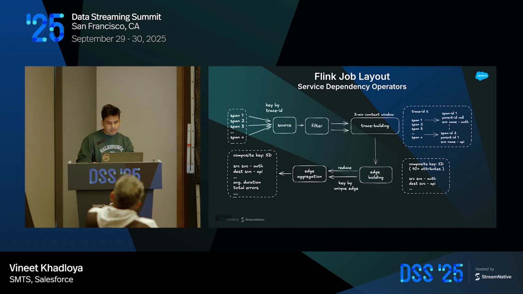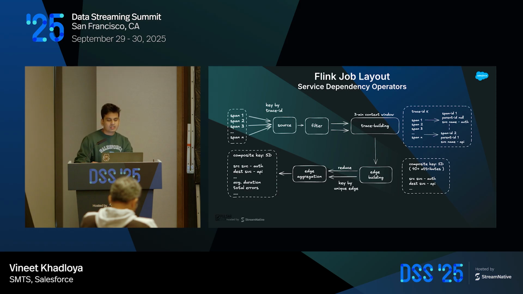And then we have the edge building operator. Now this operator analyzes the parent-child relationship within the trace to determine the service-to-service calls. These calls would become edges on our service dependency graph. At this stage, we enrich each SD edge with 40 plus attributes. The attributes would be details about the source and destination service, the operation performed, the topology information, and much more.